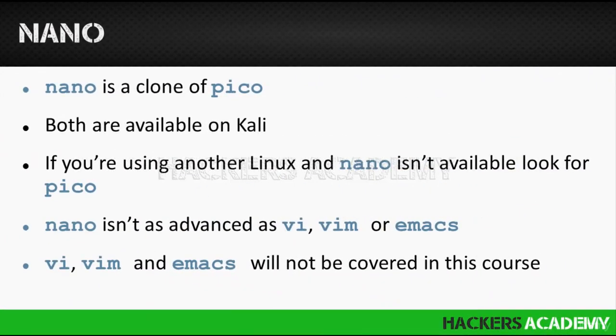Historically, Nano is a clone of another tool called Pico. Both are available in Kali. Sometimes you might come across older systems that do not have Nano. Fear not, if Nano is not there, you could still use Pico.